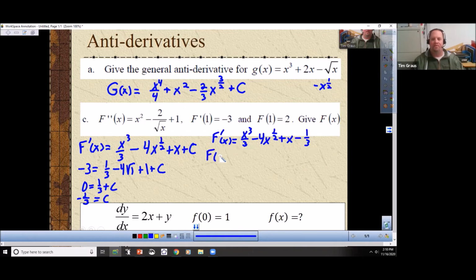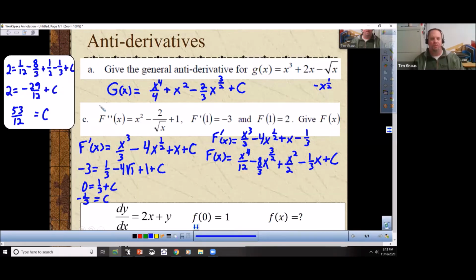Take the antiderivative: add 1 to the power, divide by the new power, that's x to the 4th over 12. Add 1 to the power, divide by the new power, that would be minus 8/3 x to the 3 halves. And the antiderivative of x is x squared over 2. The antiderivative of negative 1/3 is negative 1/3 x. And then originally we have a plus c here for a constant, but with the information 1 and 2, we can now find that constant.